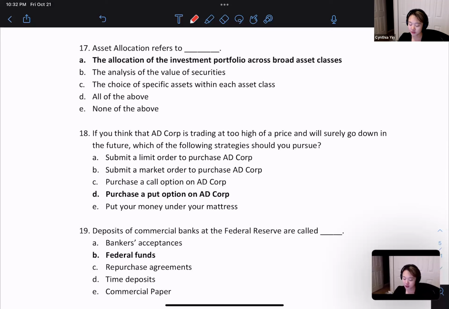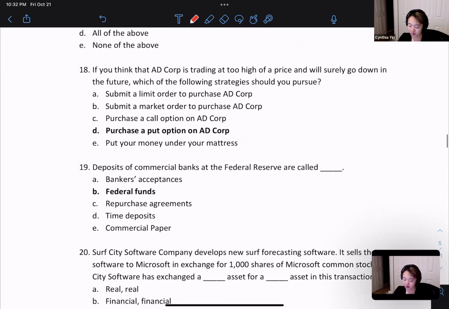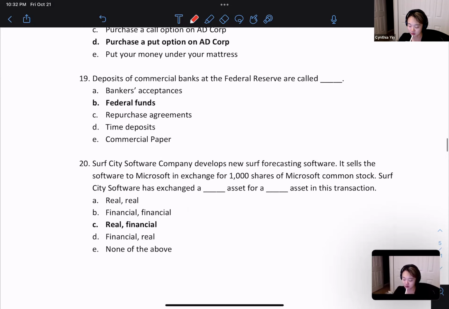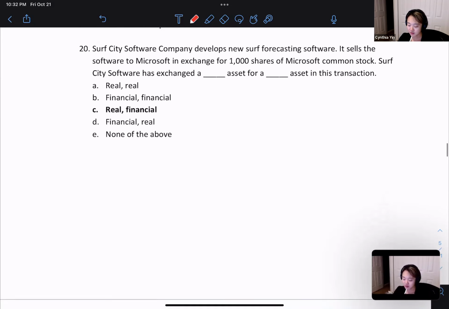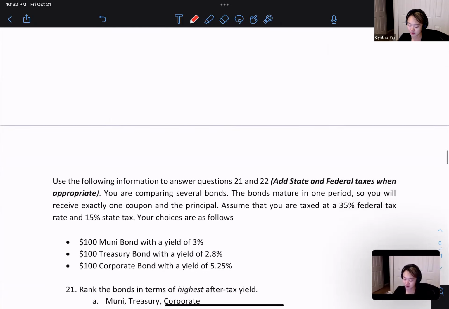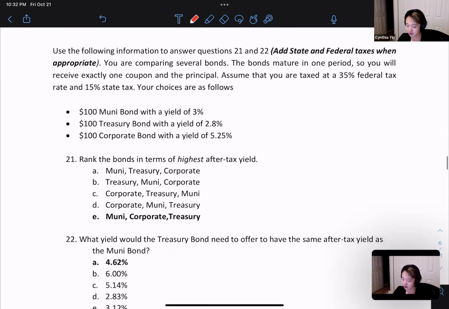I said allocation is just a definition. A is definition, nothing to say. And 18 is about options, so I'm going to skip. 19 is about federal funds. I also skip it, delete it. Surf City Software Company, this is about definition of real and financial, so it's in chapter 1. Let's skip it. Okay, 21 is within our scope.